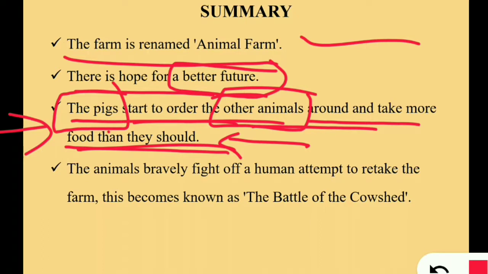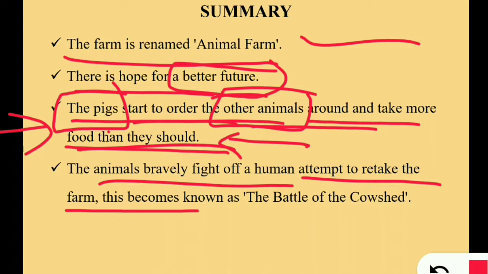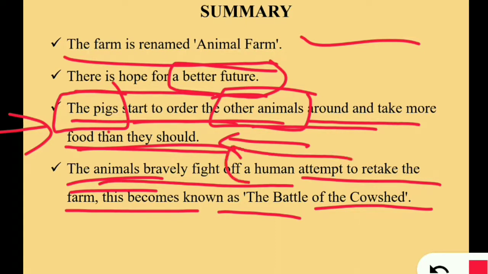The animals bravely fight off a human attempt to retake the farm. This becomes known as the Battle of the Cowshed. Here, other animals were united to fight other human attempts to govern them. They have already thrown out a human being, that is Mr. Jones. Now they don't want any human being to rule them.